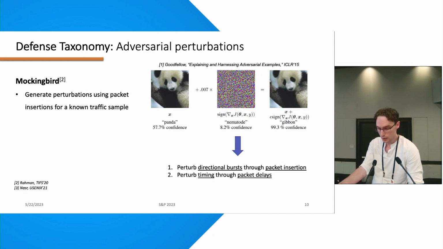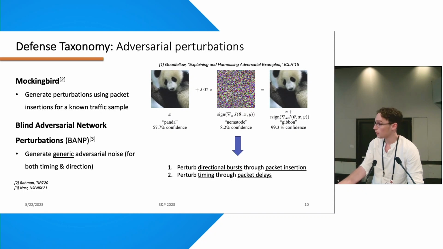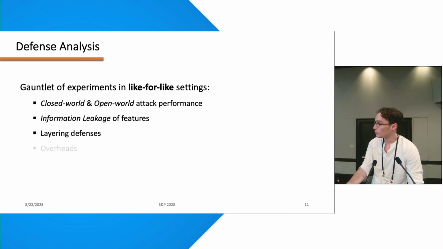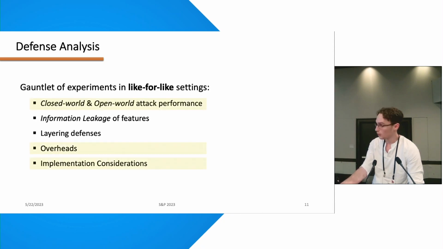So Mockingbird does this for direction-only perturbations in an offline manner, and blind adversarial network perturbations applies it for both timing and directional perturbations in a more generic manner that can be applied on live traffic. So now we can examine these defenses under a gauntlet of experiments, so they can be cross-compared in a like-for-like manner. And in the remainder of the slides, we'll go through the methodology and some of the key results.